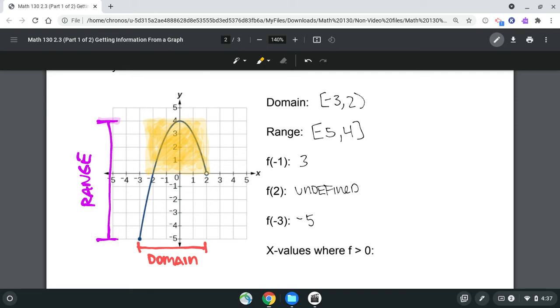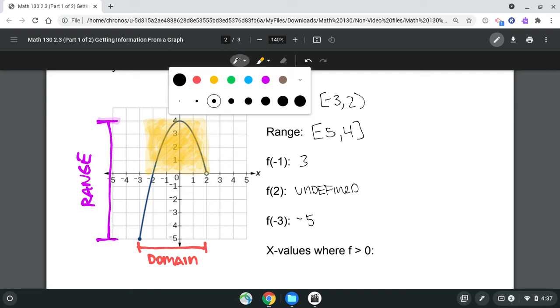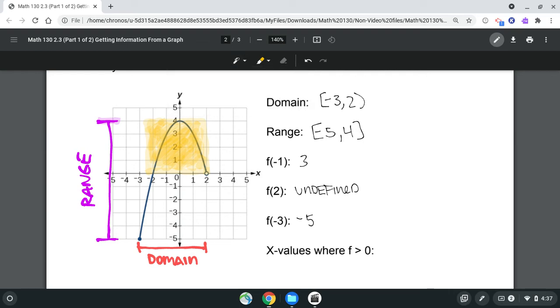Okay, so let's go ahead and describe those x values. Those x values would be from negative 2 all the way up to positive 2. But not including negative 2 and not including 2, because we want to be strictly greater than 0, and at negative 2 it equals 0. We want to know where the function is greater than 0, so above the x-axis. All right, good.